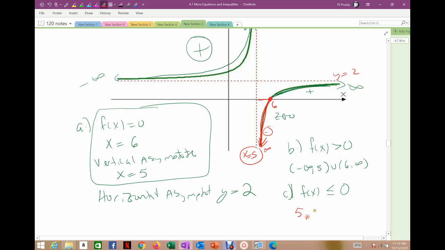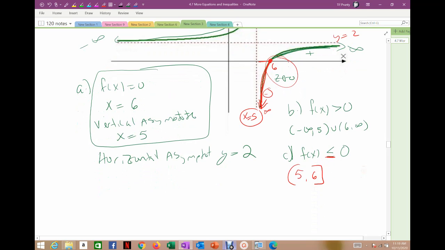This is the only segment that's negative. And so between 5 and 6, not including the 5, because 5 is an asymptote, it doesn't exist. But I do get to include the zero, right? The 6 is the zero. And so my function is negative or zero from 5 up to 6, including 6. I include the 6 because it's the zero. I don't include the 5 because it doesn't exist there because it's an asymptote.